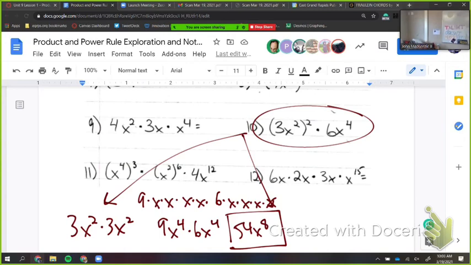Now, here's how I would just go about that. What I like to do is distribute my exponent. I've got 3 squared is 9, x squared squared is x to the 4th, times 6x to the 4th. And here, I don't need to expand. I know this is all just multiplication. 9 times 6 is 54. 4 factors of x and 4 factors of x is 8 factors of x. So that's kind of just how my brain works through it.